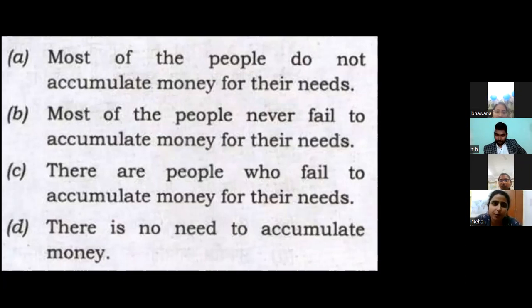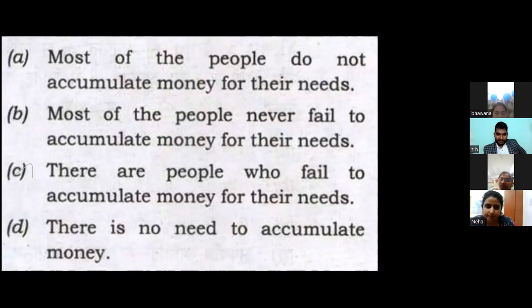And same goes with B, and D is very extreme. So to say more of like most of the people do that and most of the people don't do that, we need to know those people or we need to know something about those people. But C is very general because there will be some people who will fail to accumulate money. So I think option C.